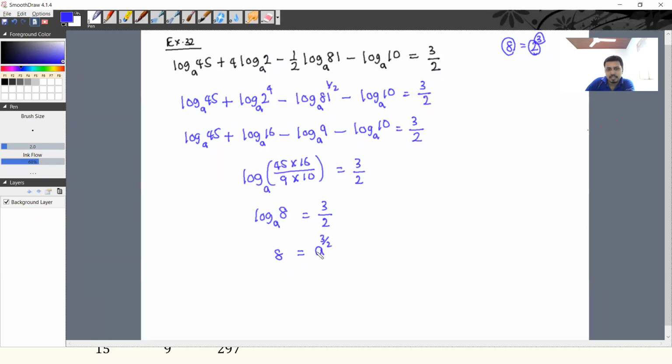Then how can we make A the subject? How can we find the value of A here? A should be equal to the 3 over 2 root of 8. The 1.5 root of 8. When we apply the root, this one will get cancelled. So here, 3 over 2 root of 8. What should be the answer?